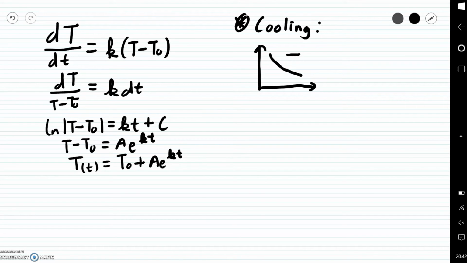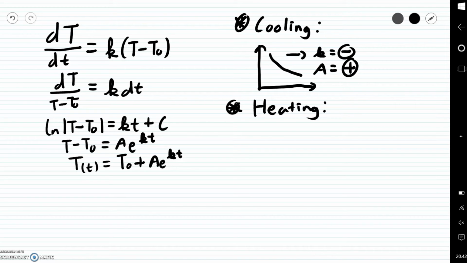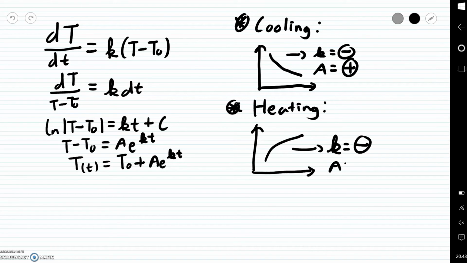If we draw the graph, we can see that the value of K is always negative. The difference is in the value of A, for which A is positive for the cooling process. In contrast, the value of A will be negative when the heating process occurs, while K remains negative.